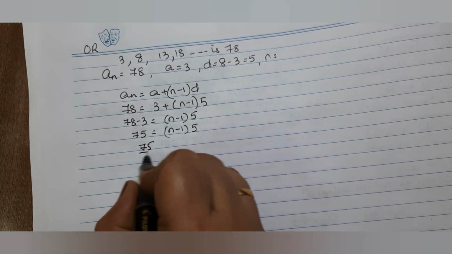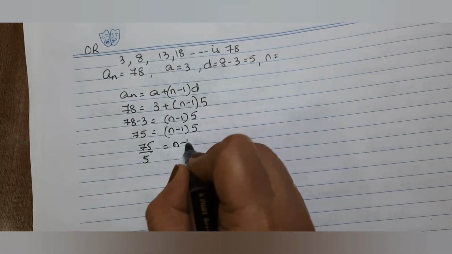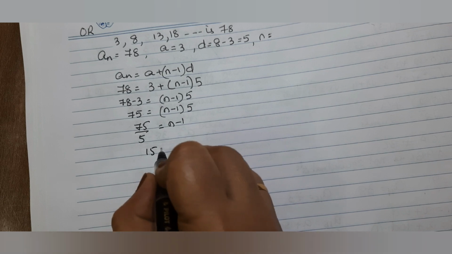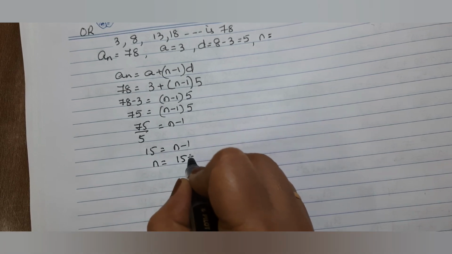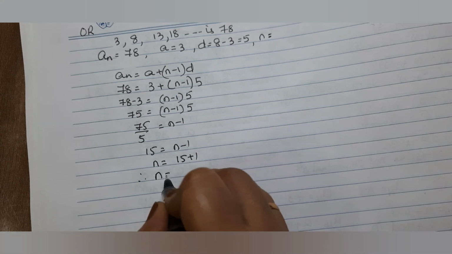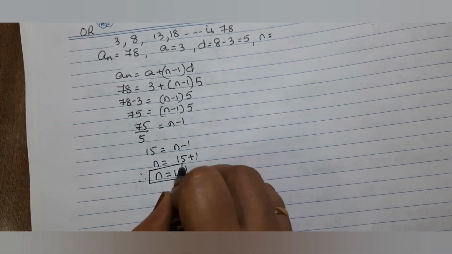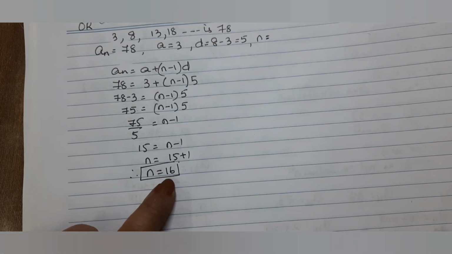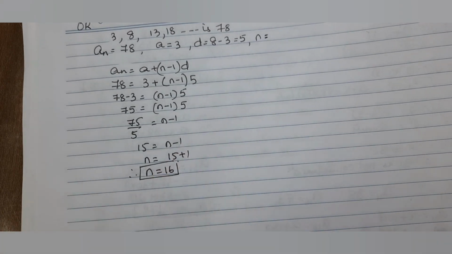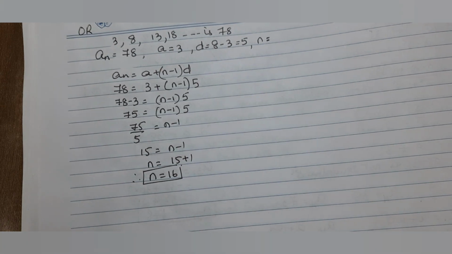So 75 divided by 5 equal to n minus 1. 15 is equal to n minus 1. n equal to 15 plus 1. So therefore n equal to 16. So the number of terms, that is the 16th term, therefore the 16th term will be 78.